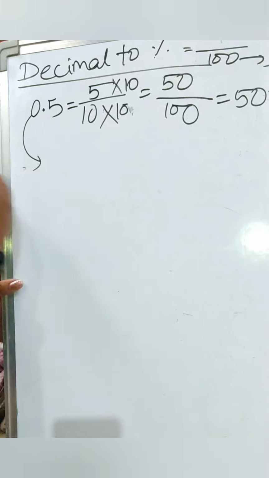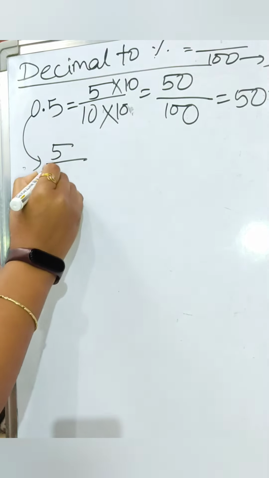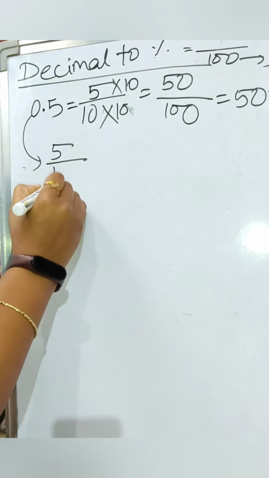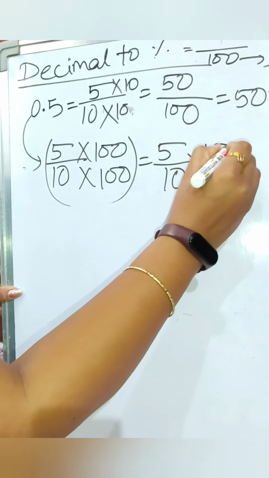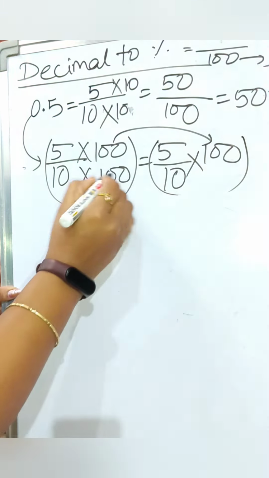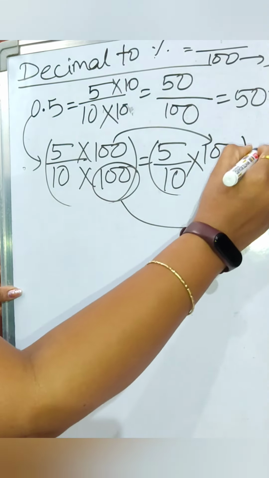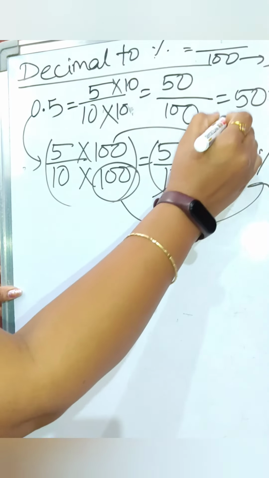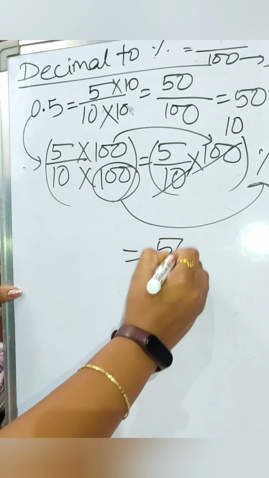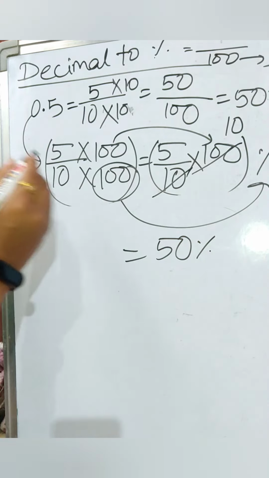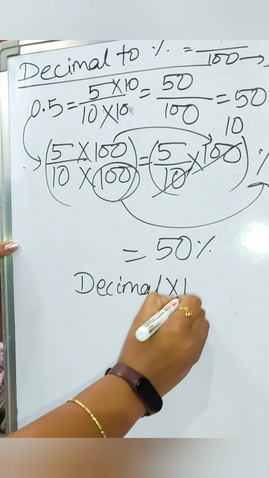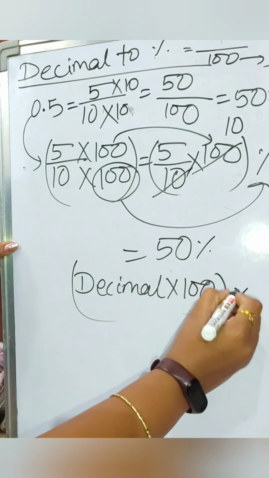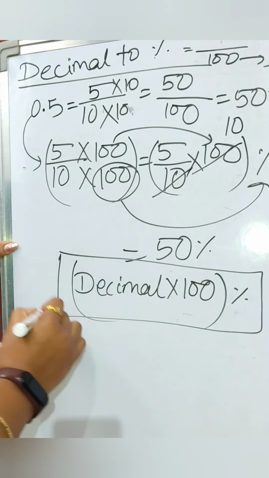Any number by 100 is equal to that percentage. There is also another formula: 5 by 10 into 100 divided by 100, the same formula that we applied for the fraction, and then 5 by 10 into 100 outside. For this division by 100, the denominator 100, we will write the percentage sign, and then we cancel out and we get 50%. It means the formula is: any decimal number into 100 inside the bracket, and outside the bracket give the percentage sign. As simple as that.